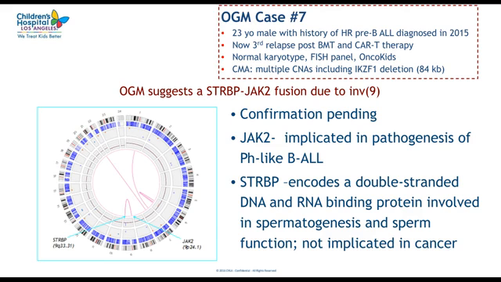So optical genome mapping results suggested the presence of a STRBP-JAK2 fusion, and we were excited about this result because JAK2 fusions are known to be associated with Ph-like BLL. Again, STRBP has not been described previously as one of the partners, and for this fusion, we still don't have RNA-seq confirmation, but it's another very promising candidate for a novel fusion.